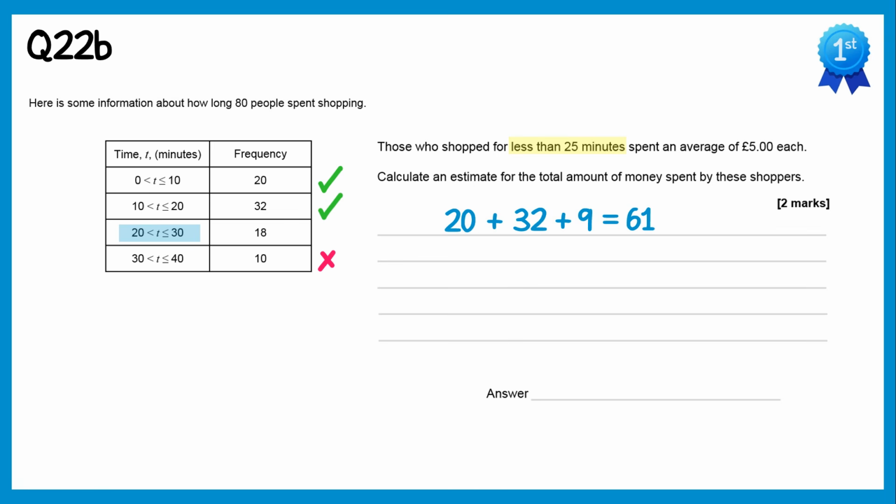Since it says they spend an average of £5, we'll do 61 times 5, which gets you £305, and that's the answer.